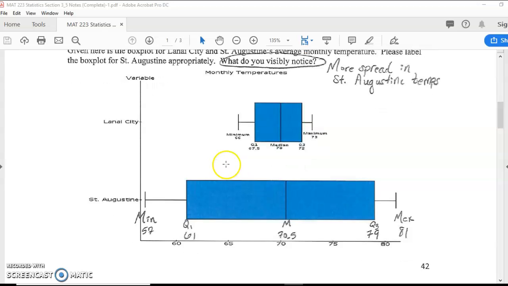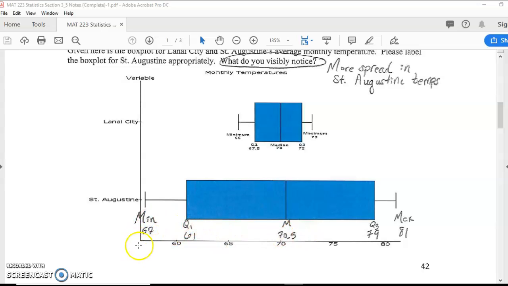Looking at St. Augustine's, first of all, we can compare our two distributions and see that St. Augustine seems to have a much wider spread. The IQR, which is Q3 minus Q1, is much bigger. The median is about the same, and the minimum and the maximum are definitely smaller and bigger than those for Lanai City. But that's how you can quickly label them.